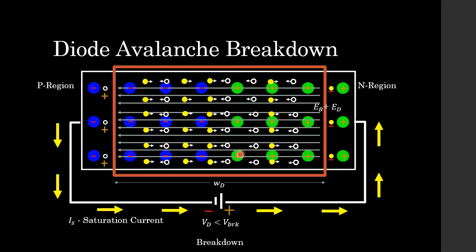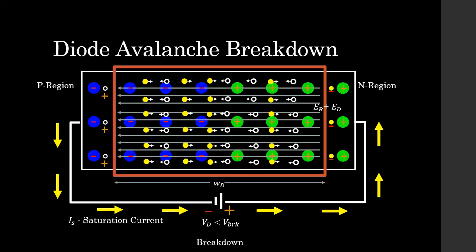Well, the reason for this is because this electric field that is now created, which is the sum of the barrier potential electric field and the externally biased electric field, is so strong that it imparts kinetic energy to these free electron minority charge carriers. So much kinetic energy that they start bouncing around and hitting into the covalent bonds between our intrinsic charge carriers, or our silicon atoms, and they start to break the covalent bonds of these silicon atoms.